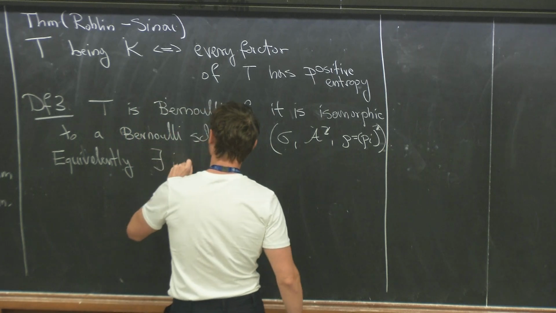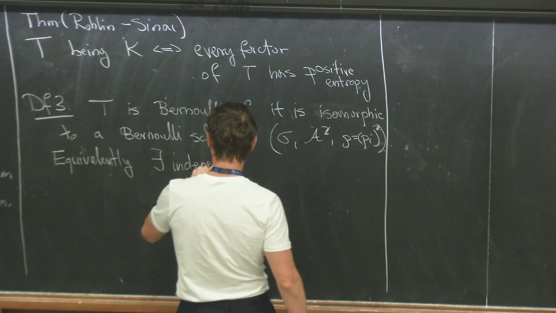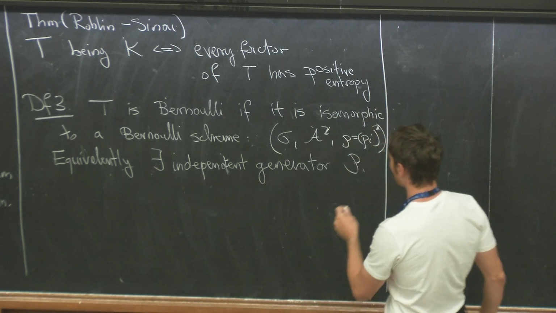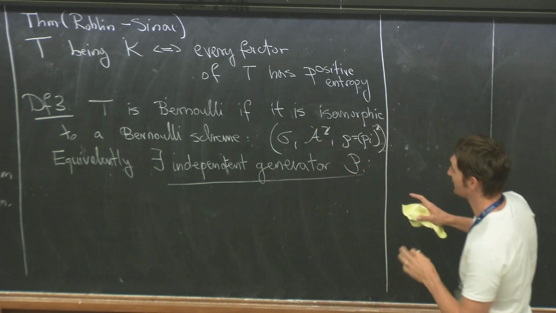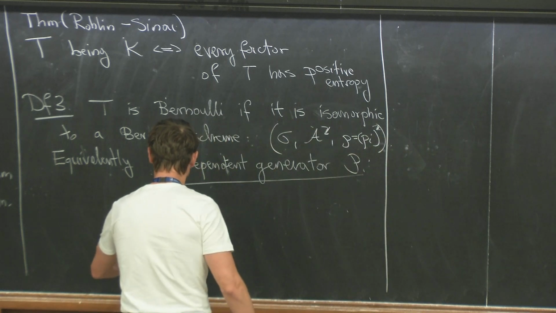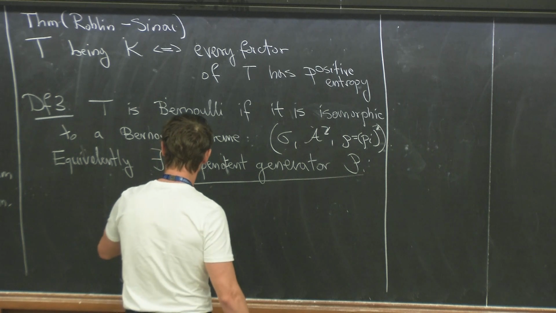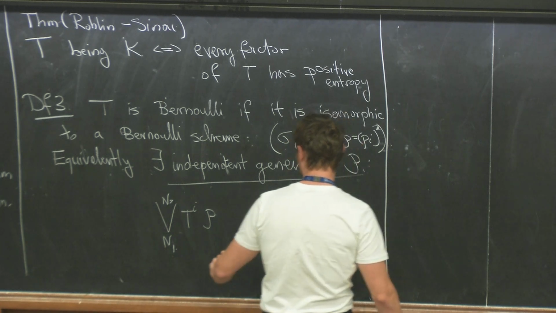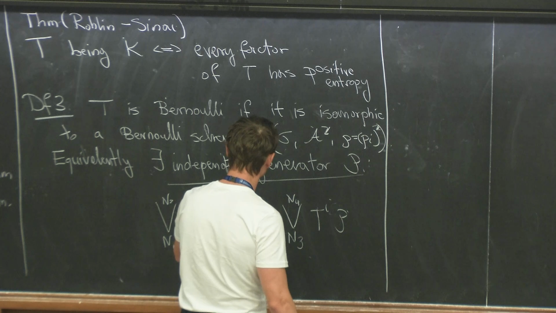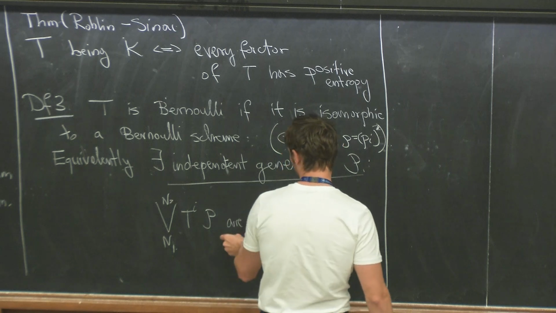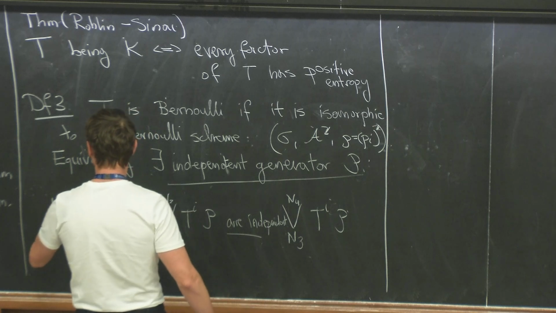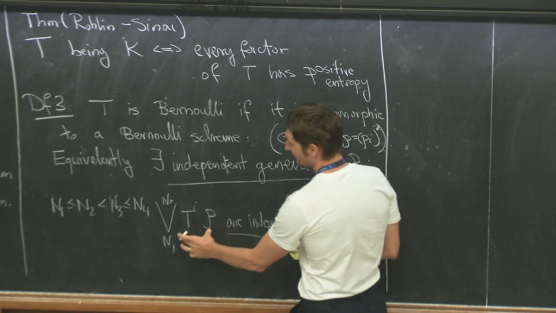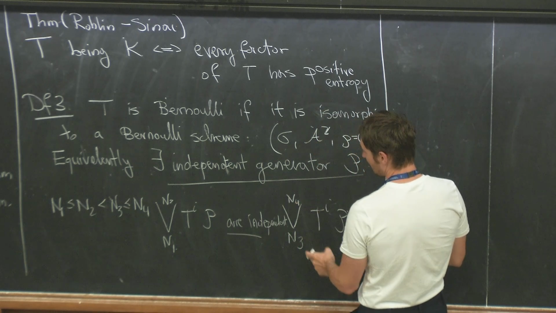Equivalently, this is equivalent to saying there exists what's called an independent generator P. Let me define what this means. P, a finite partition, is an independent generator if, with the right choice of N1 ≤ N2 < N3 ≤ N4, the partitions generated by T^i P for i from N1 to N2 and for i from N3 to N4 are independent. Basically, whatever I see from times N1 to N2 does not have any influence on what I see from N3 to N4.